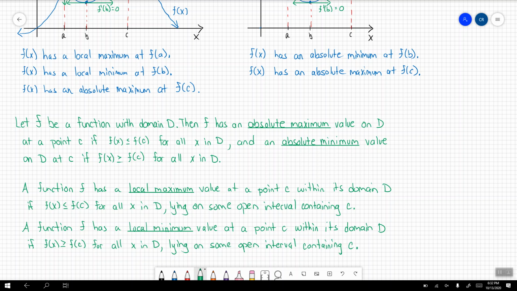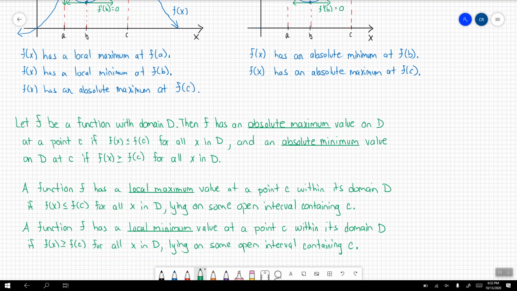So we start off by saying let f be a function with a domain D. Then f has an absolute maximum value on the domain D at a point c if all the values, all the function outputs, are less than or equal to the function evaluated at that point. Now remember what I said, absolute maximum is the absolute maximum point on that graph. And this has to work for all of the x values on the domain for that function.